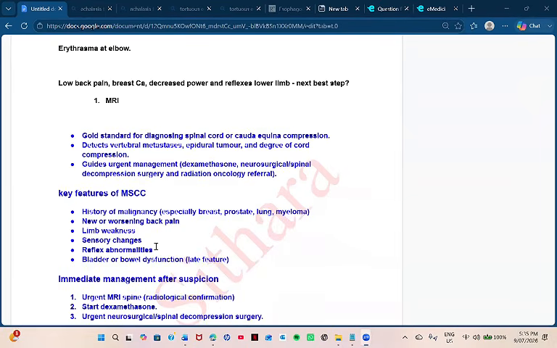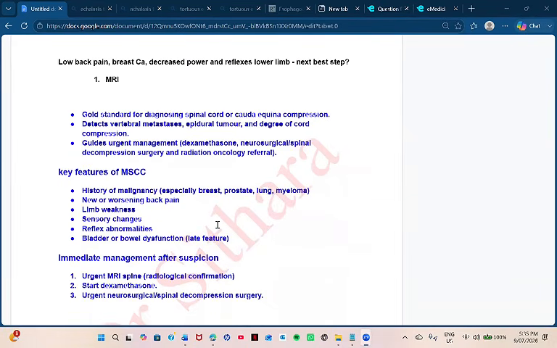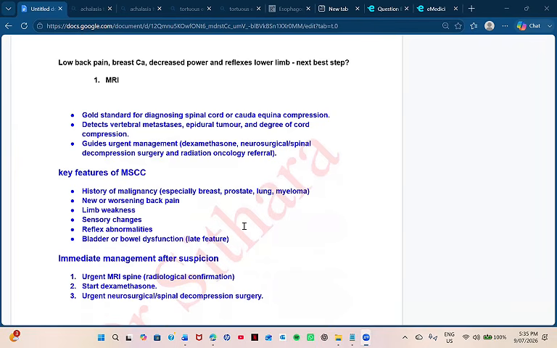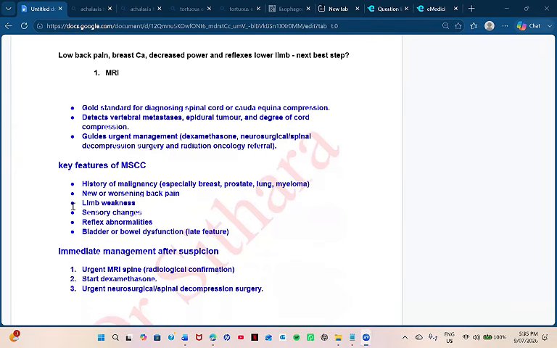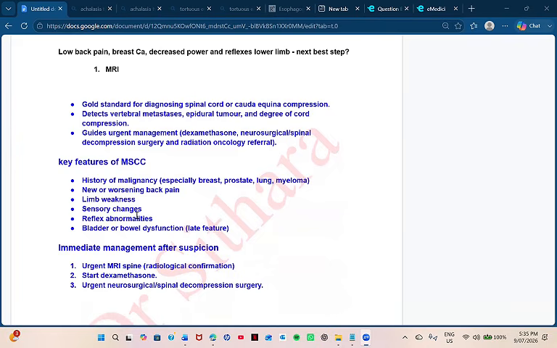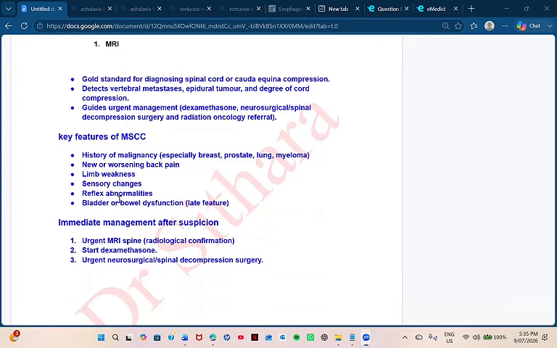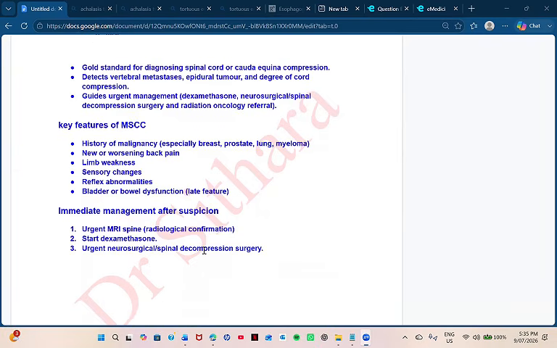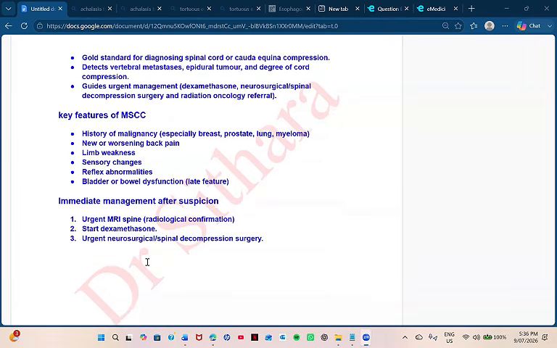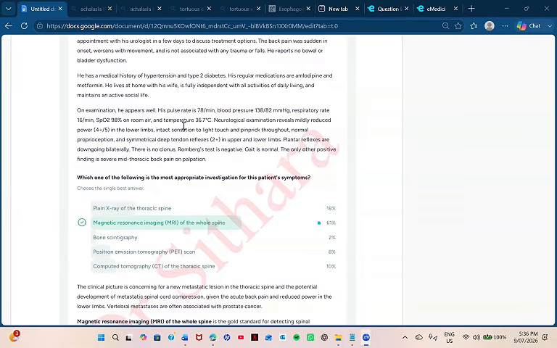These are the key features: history of malignancy, such as breast, prostate, lung; new or worsening back pain, limb weakness, sensory changes, reflex abnormalities, bladder and bowel dysfunction. So immediate MRI for radiological confirmation, start dexamethasone, urgent neurosurgical spine decompression surgery. It depends on the patient. Okay. So here we'll do this question.